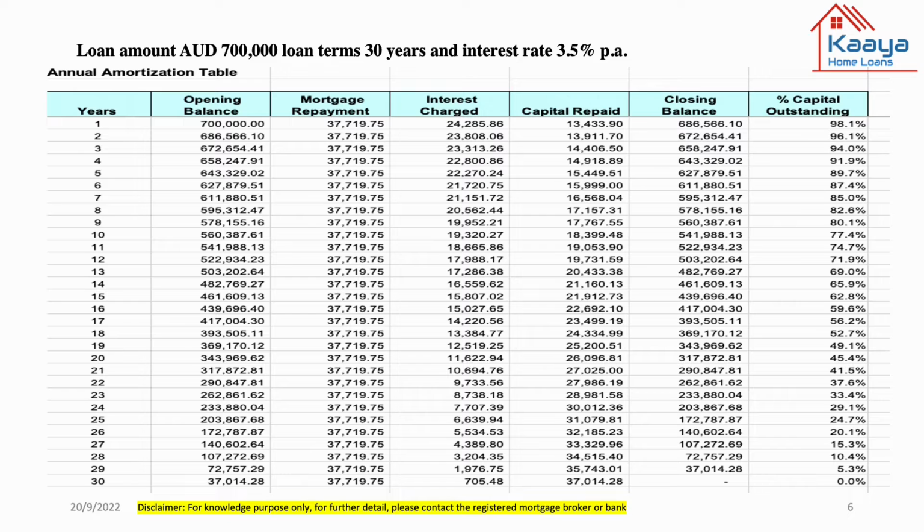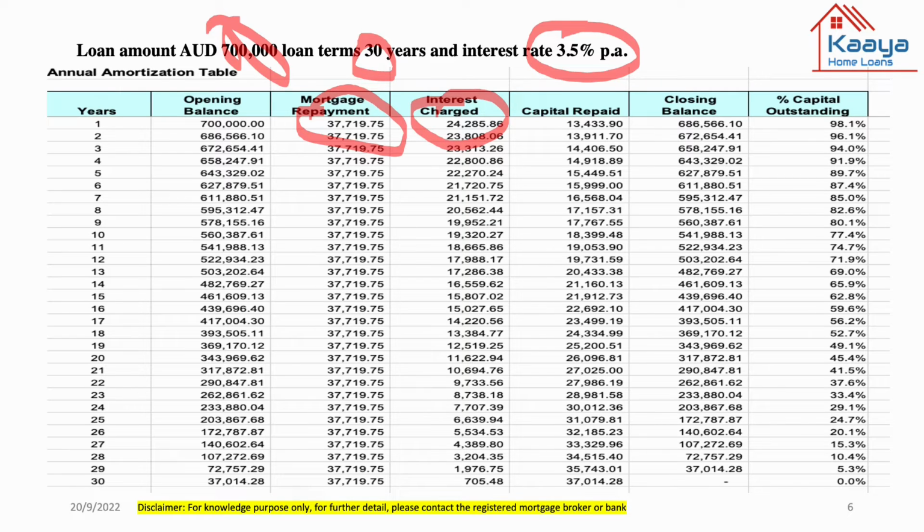Now let's go with a little bit higher interest rate compared to the previous one, that is 3.5%. Before it was 2.33%. Loan amount is 700,000. Loan term is 30 years. You can see there is a rise in loan repayment to 37,719. Before it was 30,000 and 32,000 in the earlier examples. With that, the interest has also increased, but the principal that you are paying is going down.